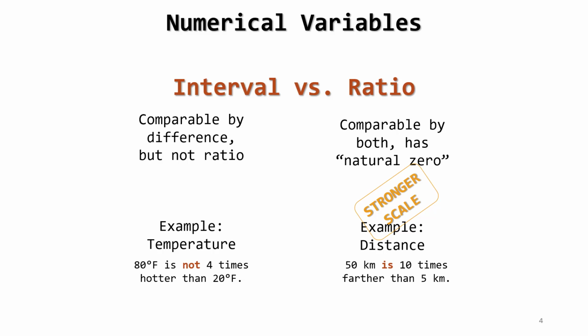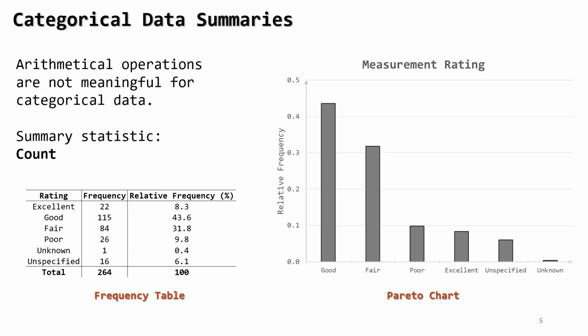Contrast this with ratio measures, which can be compared both by difference and by ratio, and the value 0 has a meaning as none of this thing. Measuring distance in kilometers or miles is an example of a ratio scale. The ratio scale is stronger to use when evaluating data because of the concrete definition for 0. For temperature, if you wanted to work in a ratio scale, you would use an absolute temperature unit such as Kelvin or Rankine.